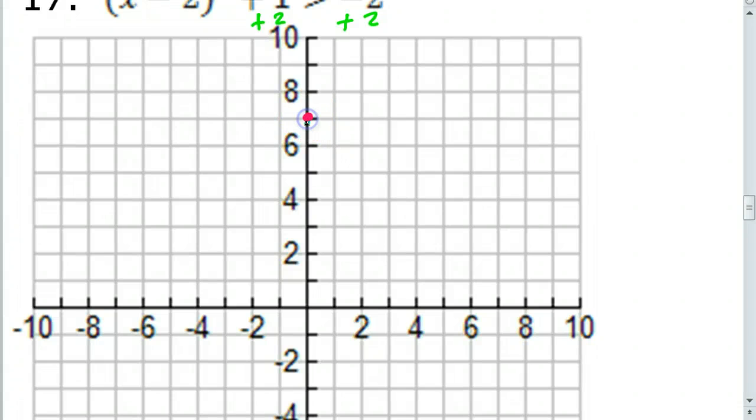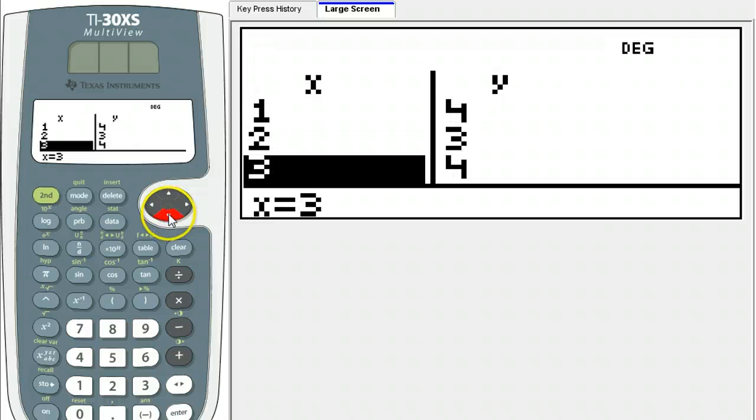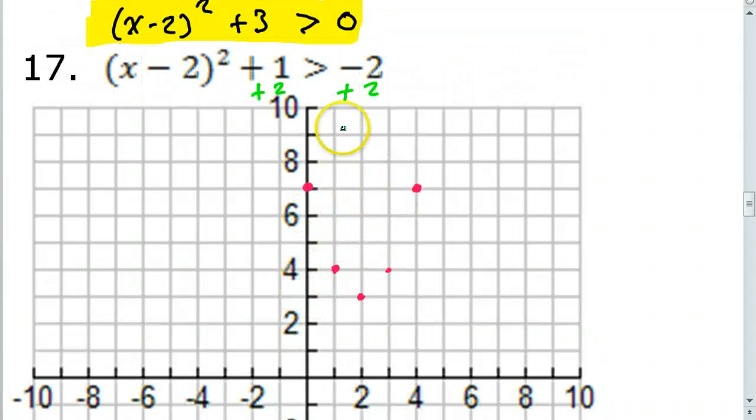All right, so 0, 7 is right there. And after that, okay, we have 4, 3, 4. So this is 4, 3, 4. And I can see the pattern, how it's going down and back up again. So I know the next one's going to be right there. All right. Now, again, there are no y values. There's no y. So that tells me this is going to be a number line graph, not a coloring graph. So I can just go ahead and graph this.